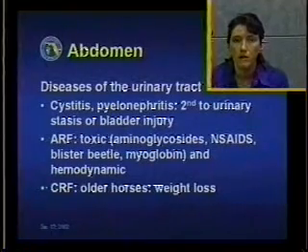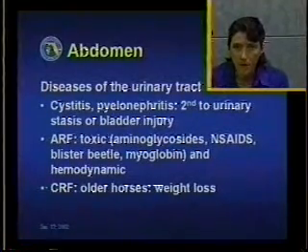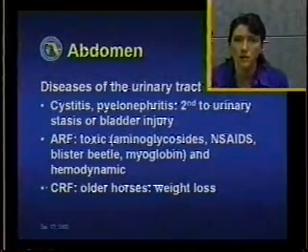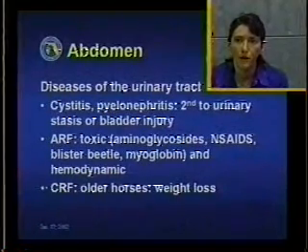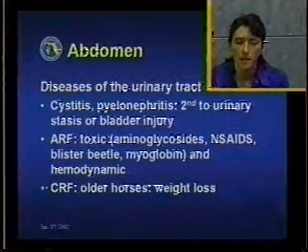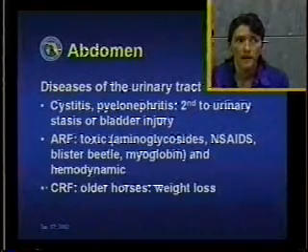cause acute renal toxicity. Myoglobin, which is released in large amounts in horses subject to myopathy. Other causes of acute renal failure will be hemodynamic, so horses that have profound cardiovascular shock will shut down their kidneys, basically, and this can cause long-term disturbances.